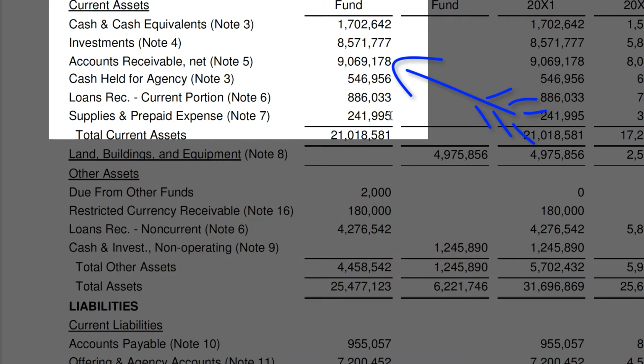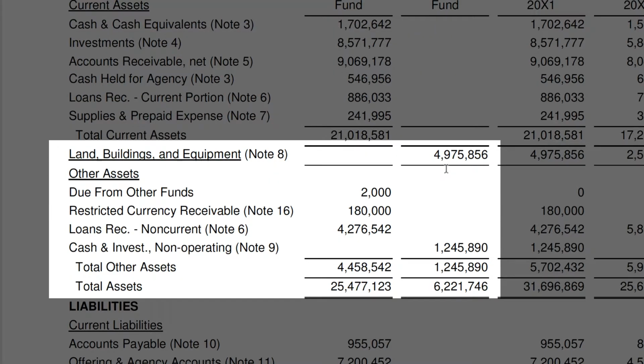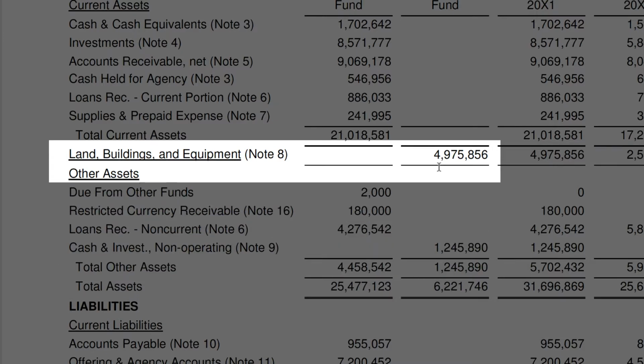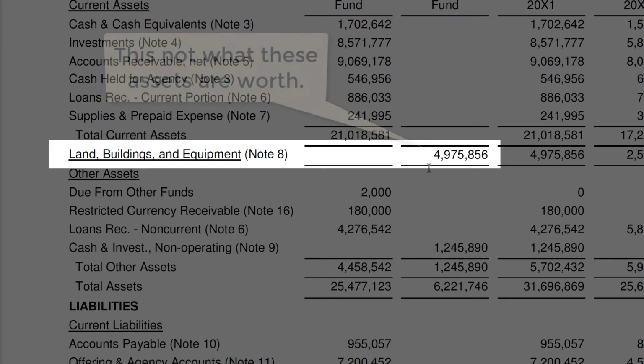Accounts receivable is what we think we're going to collect from the people who owe us money. And so these amounts are close to what cash we think we're going to get if we had a little bit of time. Down here in the non-current section, things are a little bit different. Land, building, and equipment is not shown at what we think we can get out of them. We can say that we have 4,975,856 of land, building, and equipment assets, but they may not be worth that at all, or they may be worth a lot more than that.